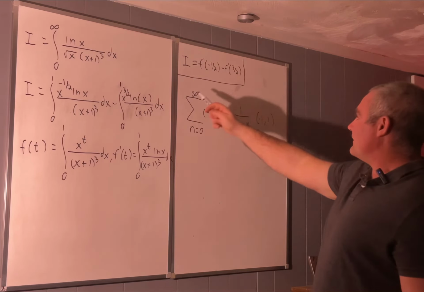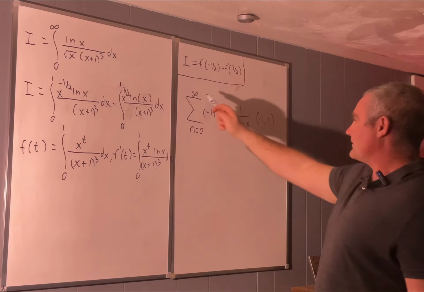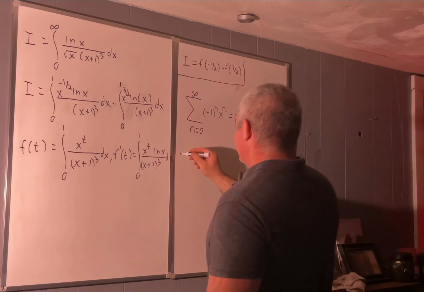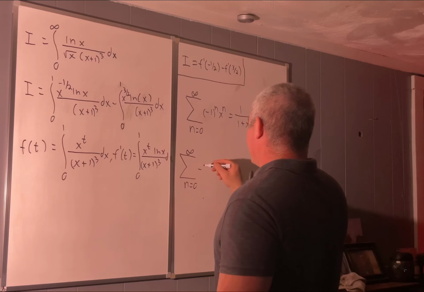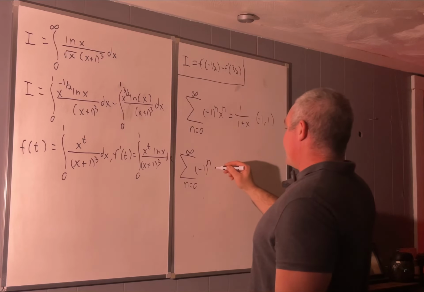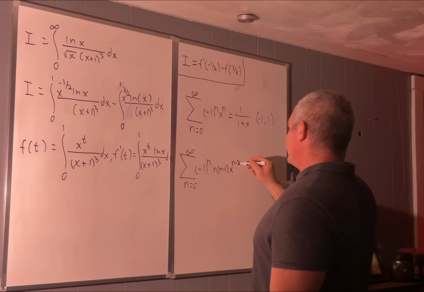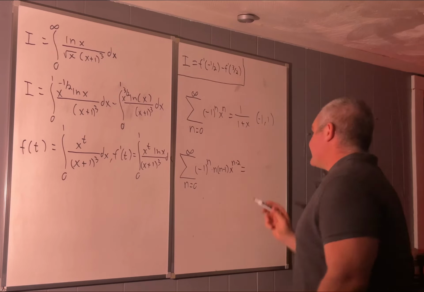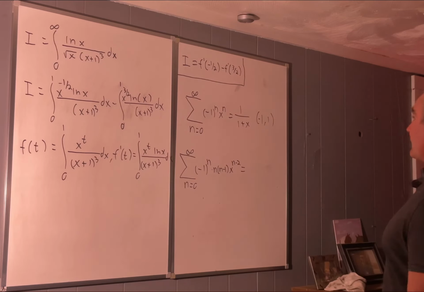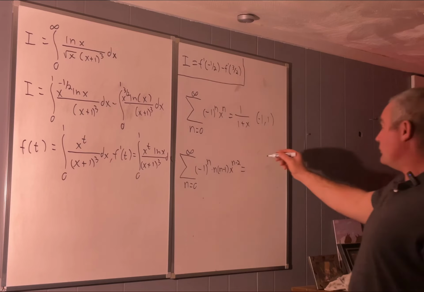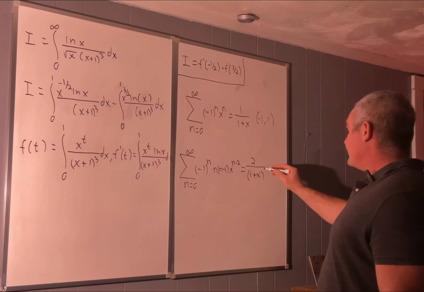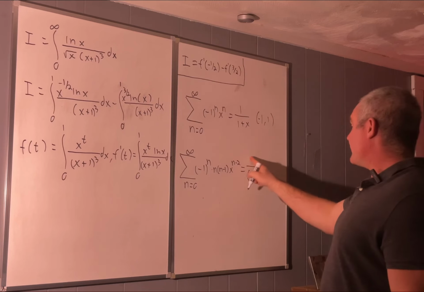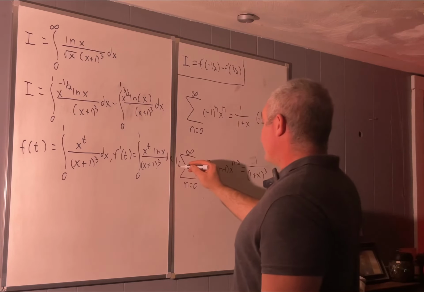Taking two derivatives with respect to x on both sides of this equation will give us this. We'll have the sum from n equals 0 to infinity of negative 1 to the n times n times n minus 1 times x to the n minus 2. And that will be equal to, let's see, two derivatives of this with respect to x. That would be a negative times a negative, so positive 2 over (1 plus x) cubed. Dividing both sides by 2, we get 1/2 on that side.